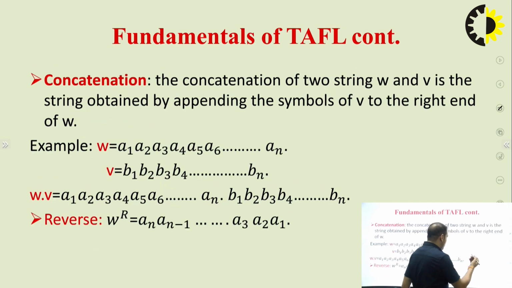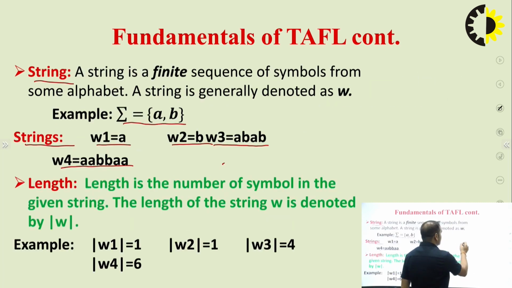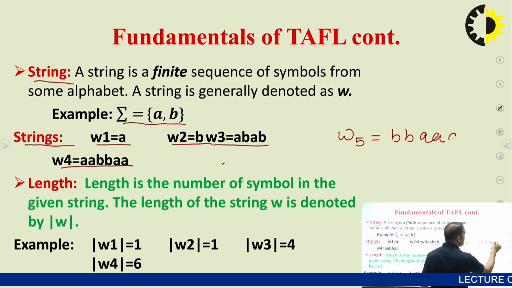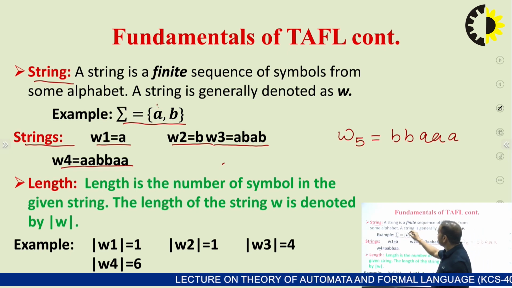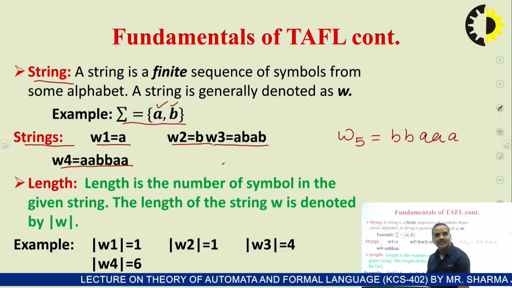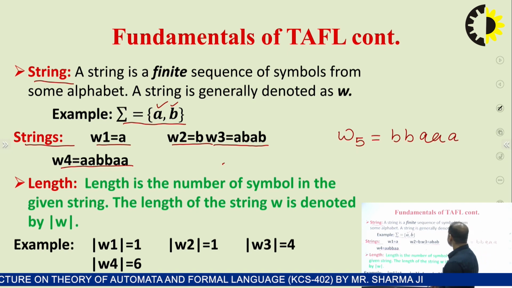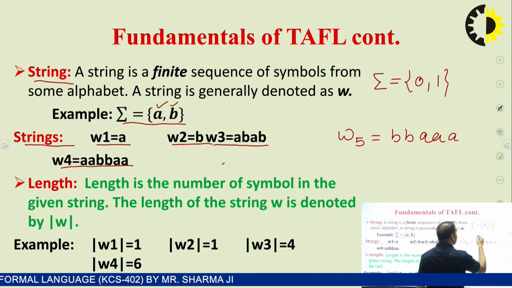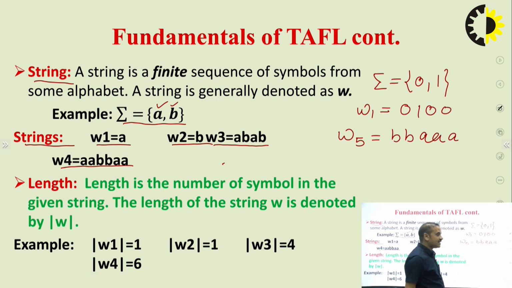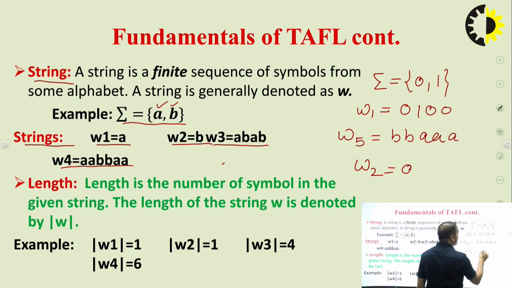We can construct another string like w5 equal to bbaaa, like this. That means a sequence of a and b is called a string, because we have taken input as a and b, so we construct strings by using a and b only. If we take sigma equal to {0, 1}, then we construct different strings like w1 equal to 0100, this is a string, or w2 equal to 00110, etc.